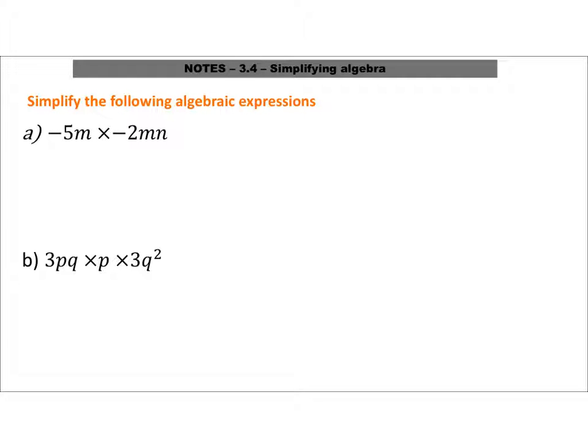Okay, this becomes a little bit trickier because now we've got a multiplication sign in between. To make it a little bit easier for us, I'm going to write out the expanded form of this. So this is really negative 5 times negative 2. All I've done there is multiplied the letters together.